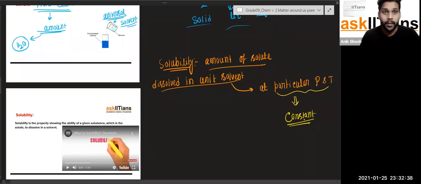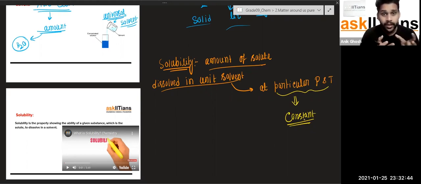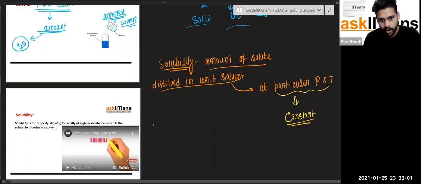Okay, most of the time we take solubility for 100. So the amount of solute dissolved in 100 grams of solvent. Okay, amount of solute dissolved in 100 grams or 100 liters, we take it like that only. So if I try to give you the idea about it, solubility, most of the time we are going to denote it in percentage.